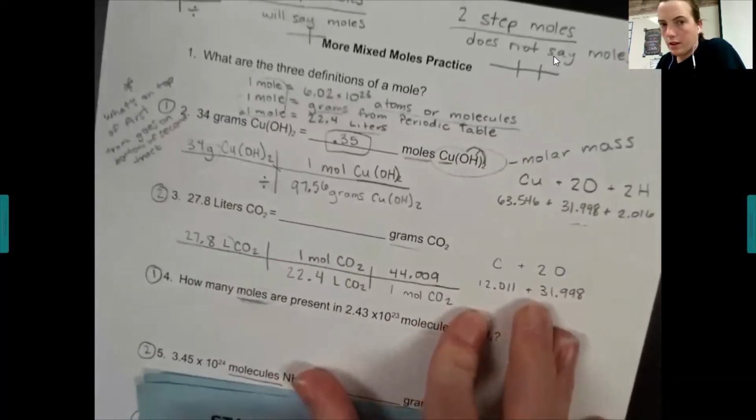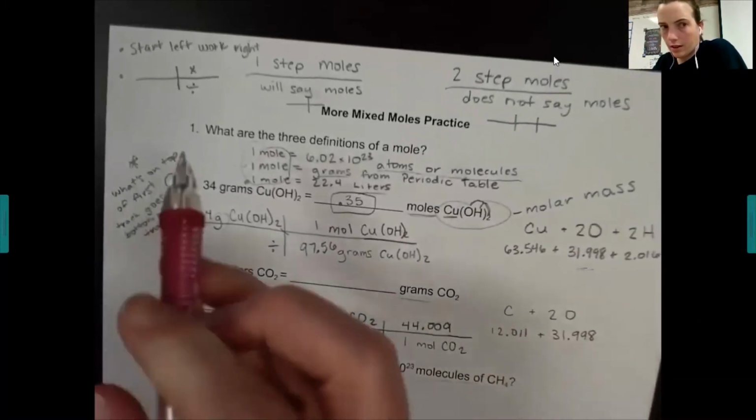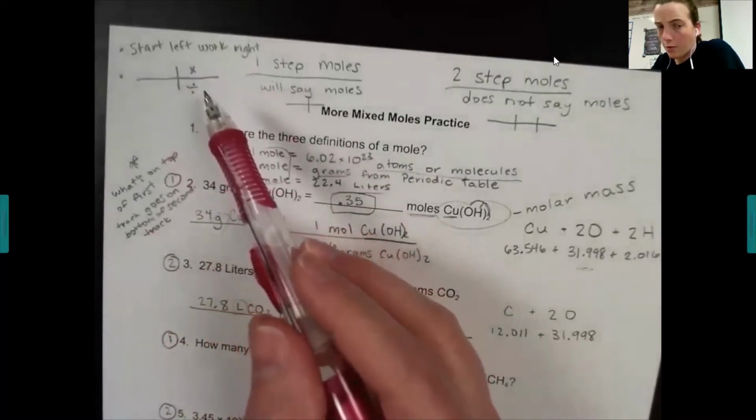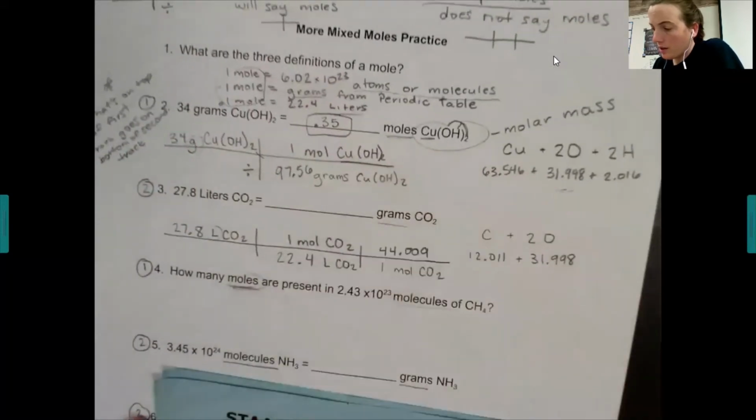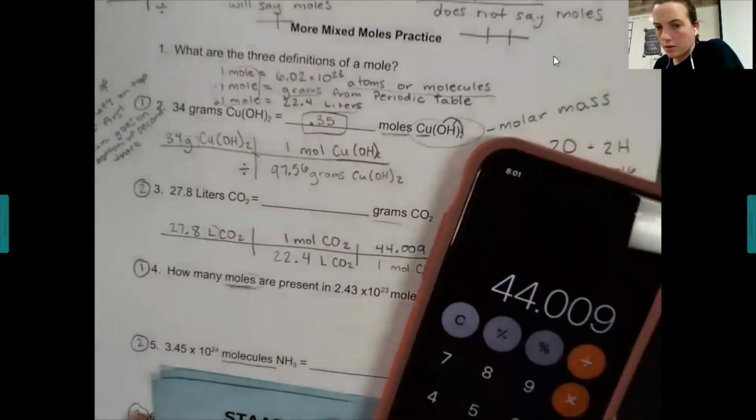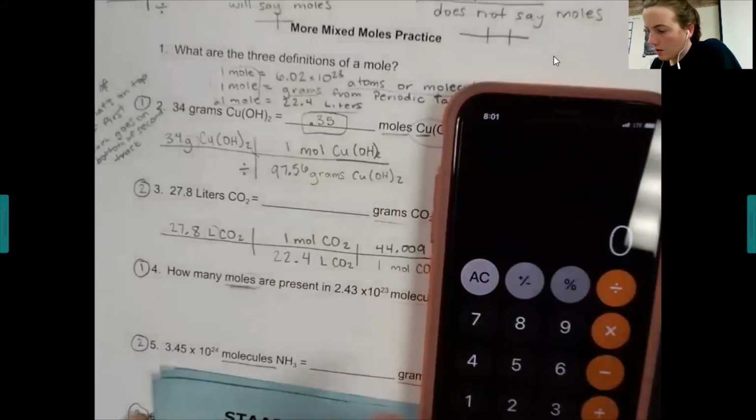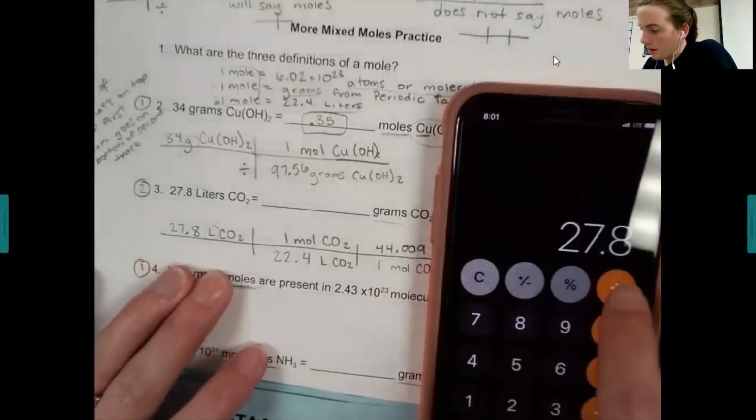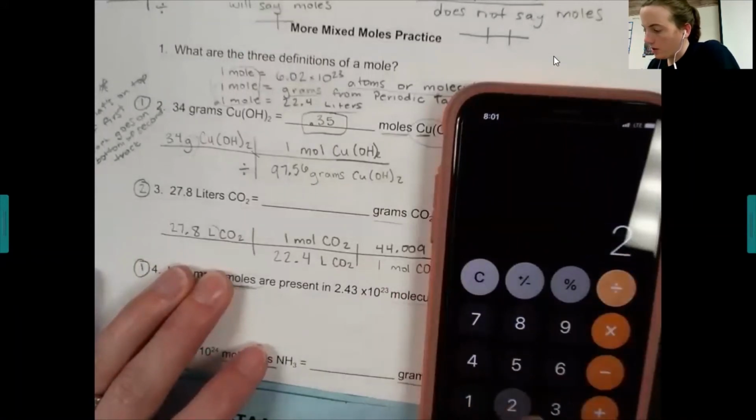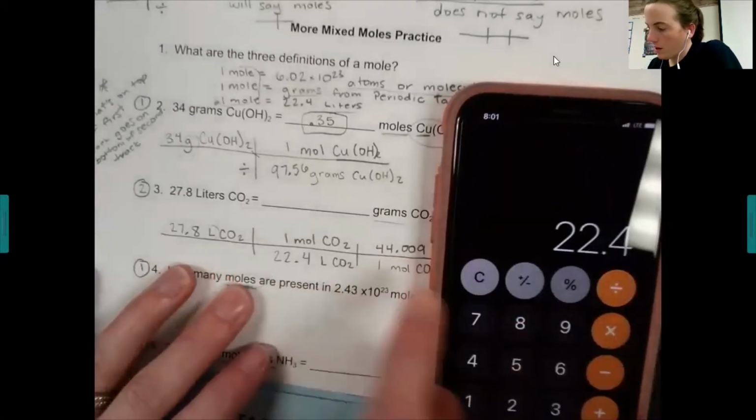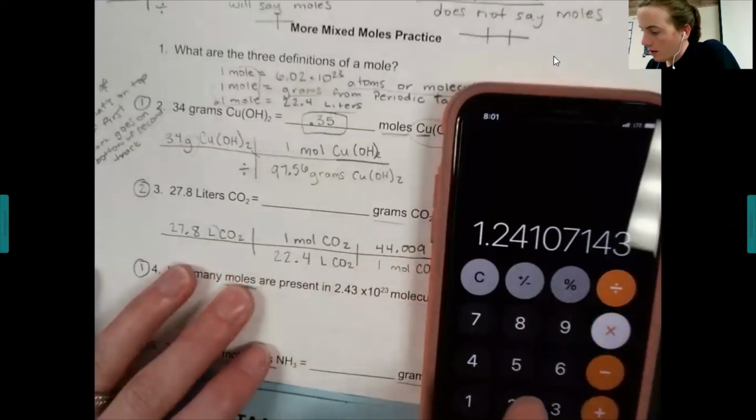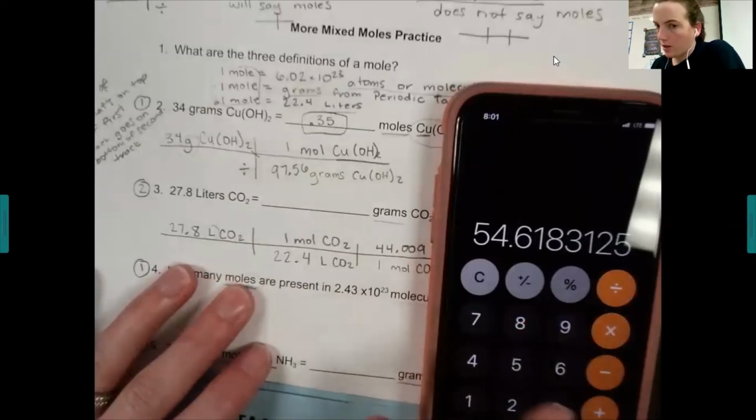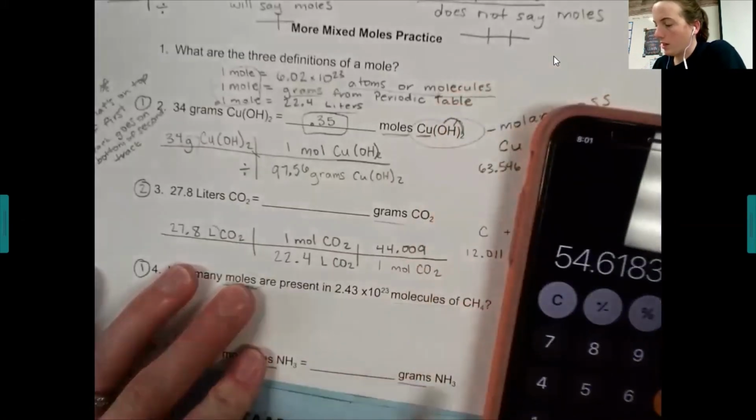All right, now when we look at our directions up here, we're going to start at the left, work our way to the right. If numbers on top, we'll multiply. If it's on bottom, we divide. Okay, so start at the left, 27.8 divided by 22.4, because that's on bottom, then multiply by 44.009. All right, so we'll say 54.62.